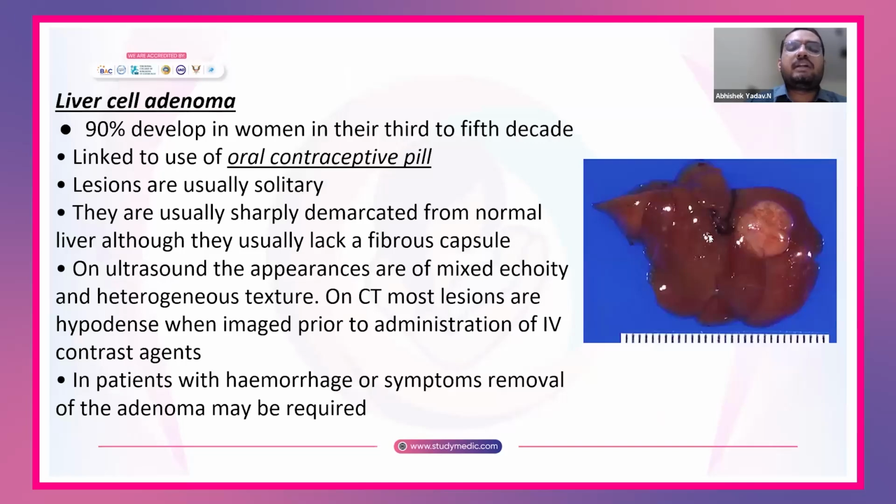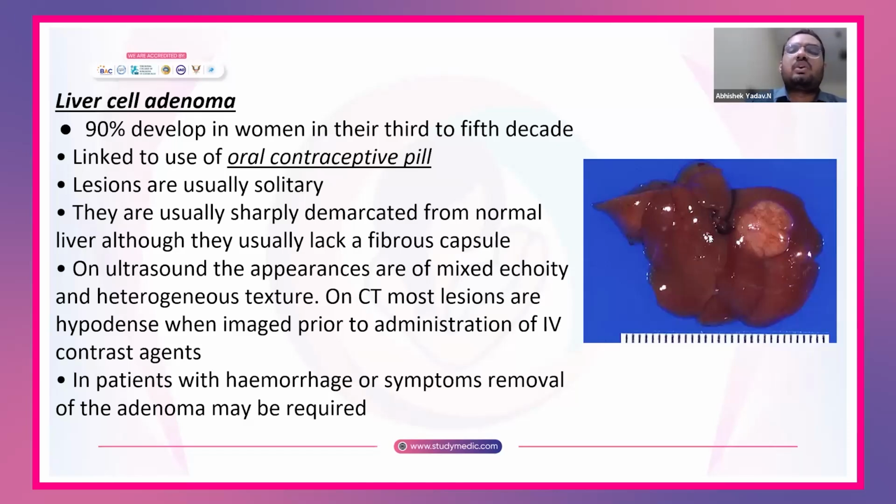Coming to the liver cell adenoma, this is also one of the common benign liver lesions, which is pre-malignant in nature, but it's benign. Most of the time it occurs in women. The typical feature we see is the use of oral contraceptive pills. So the liver cell adenoma is associated with the usage of OCPs in females.